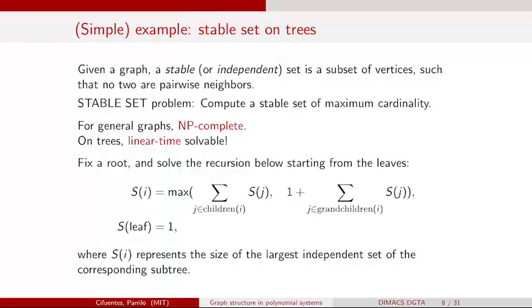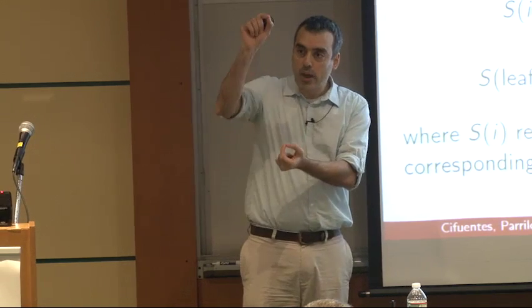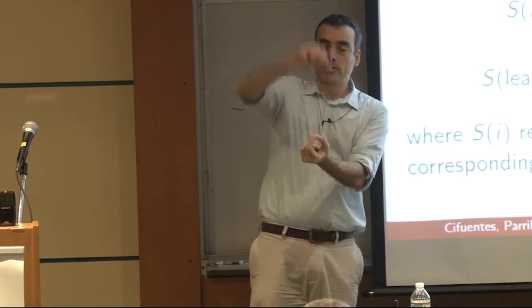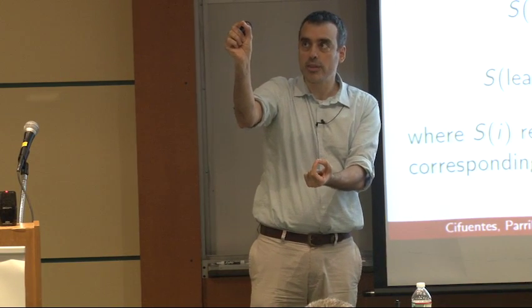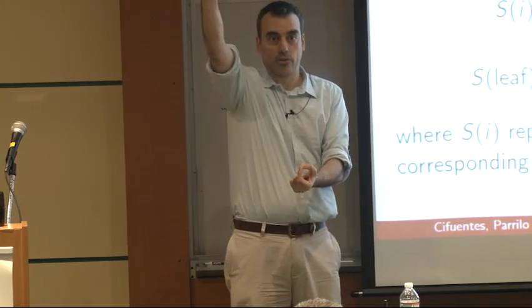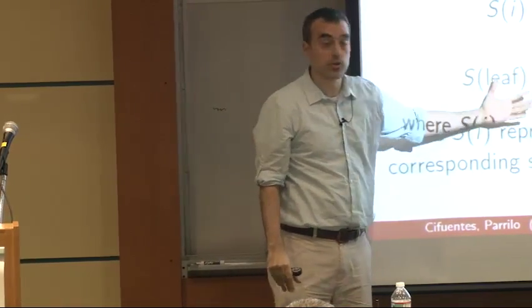But I'm going to write some kind of, first of all, I'm going to fix a root in my tree. Therefore, there's a unique path from my root to every leaf. And I claim that I can write the following recursion in here, where this function S sub i is going to represent the size of the largest independent set of the corresponding subtree. So I'm looking at the subtree. If this is my root, I'm going to have the rest of my tree in here. I fix a node, and I'm just looking at the size of the independent set from that node upwards. Right? And I claim that the following recursion is true.